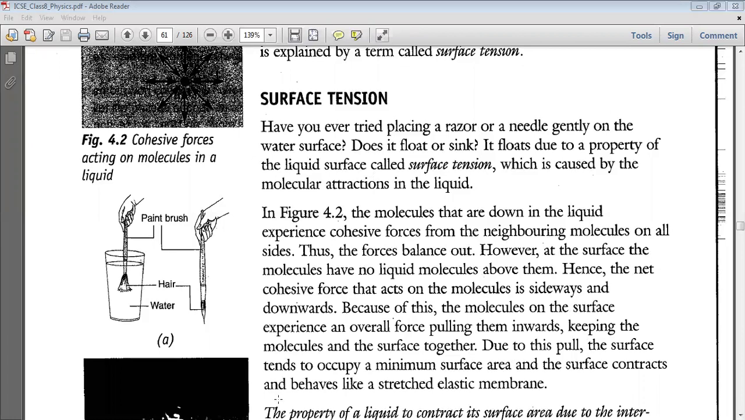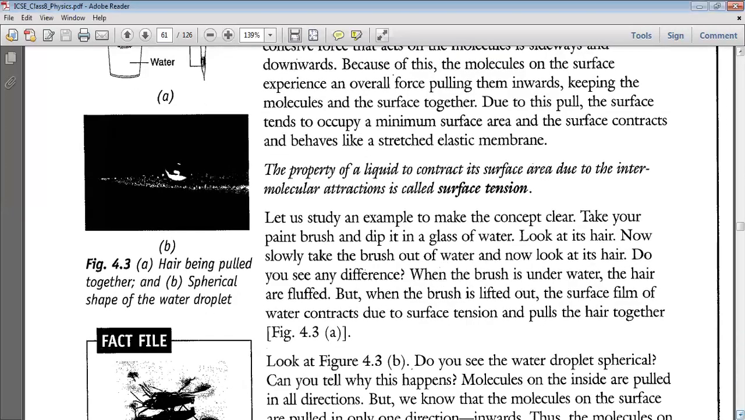Due to this pull, the surface tends to occupy a minimum surface area. The inner molecules pull the surface, so as a result, the surface of the water occupies a very small, minimum surface area. The surface contracts and behaves like a stretched elastic membrane, as if someone is holding the water surface stretched. This property of the liquid, to contract its surface area due to the intermolecular attractions, is called surface tension.